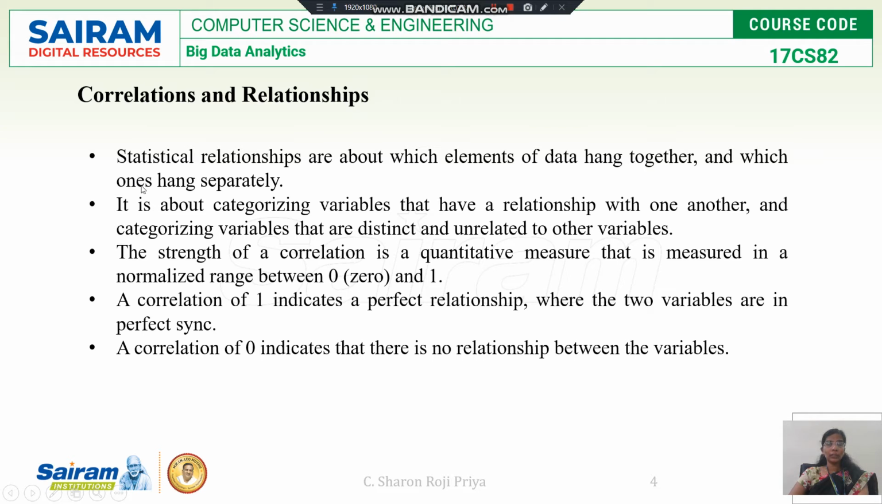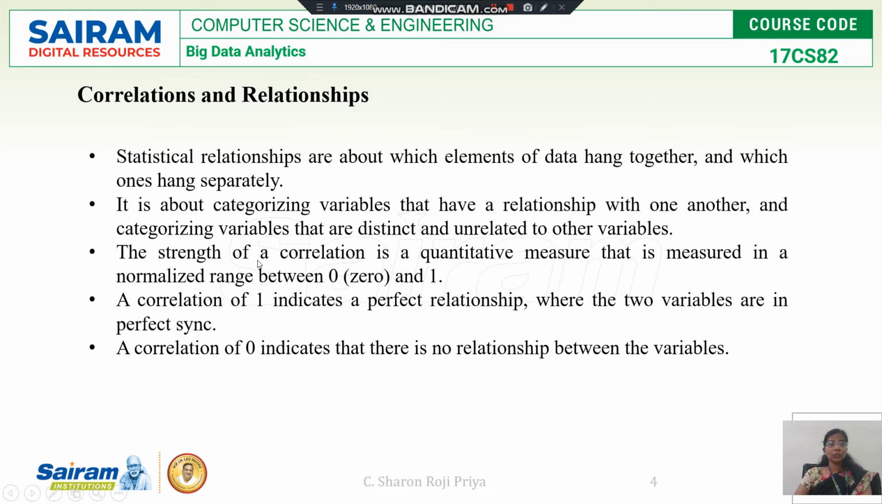Coming to correlations and relationship, the statistical relationships are about which elements of data hang together and which ones hang separately. When there is some similarity between the data, it will be in the same group, or it won't be in the same group and will be in a different group. So when there is some relationship or similarity between the variables, they will be put together in a single group. It is about categorizing variables that have a relationship with one another and categorizing variables that are distinct and unrelated to other variables.